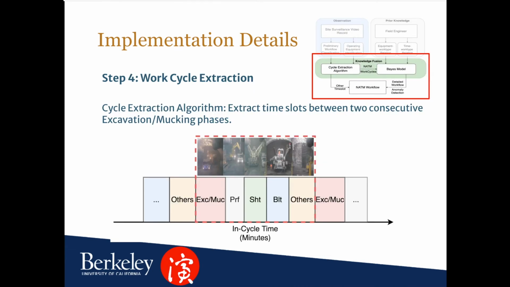Then we need to extract all the work cycles from the time-stepped image sequence. To do that, we extract the time slots between 2 consecutive excavation marking phases. This is because every work cycle always starts with excavation and marking, because that's the meaning of tunneling. You have to excavate first, then do all the cleaning stuff.